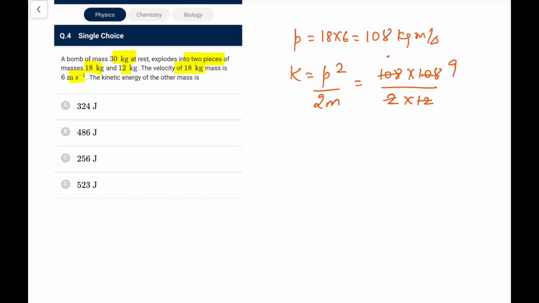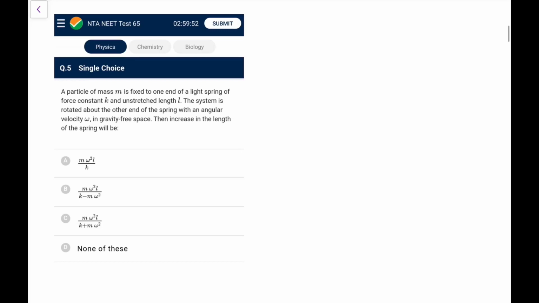This is 54. So 54 into 9, that will give me 486 joule. So I'll go for option B. You can do it like that. You can also calculate its velocity and do it. That is also a way.